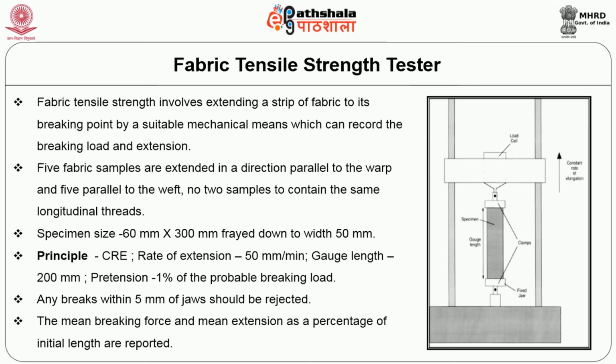Pre-tension is 1% of the probable breaking load. Any breaks within 5 mm of the jaw should be rejected. The mean breaking force and mean extension as a percentage of initial strength are reported.